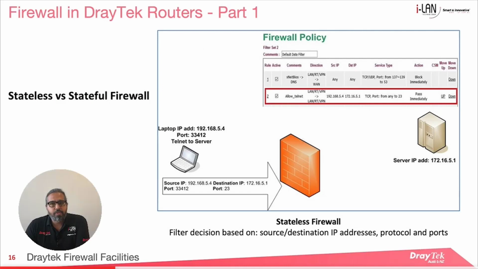In the example shown here for a stateless firewall, when the laptop tries to connect to the server, the firewall will check that the source and destination IP addresses, as well as protocols and ports, match the rules before allowing traffic through. Firewall rules are read sequentially, so we will start at rule 1 and then rule 2 and so on. The second rule is to pass immediately.